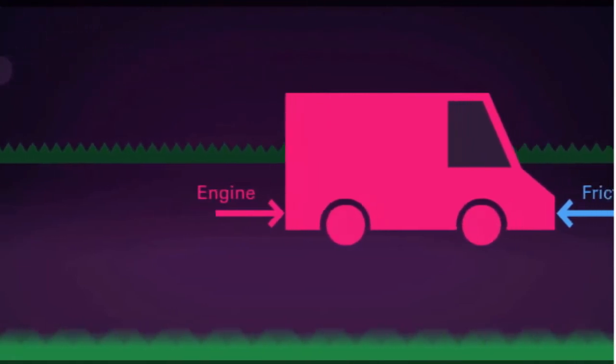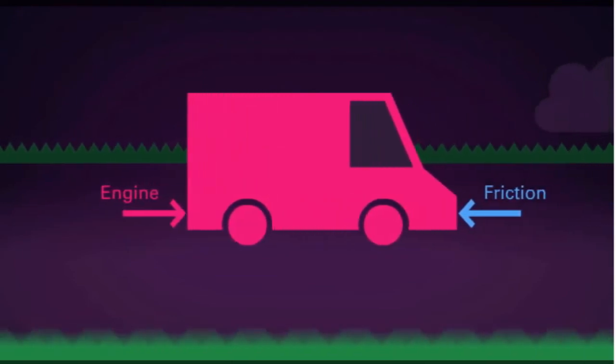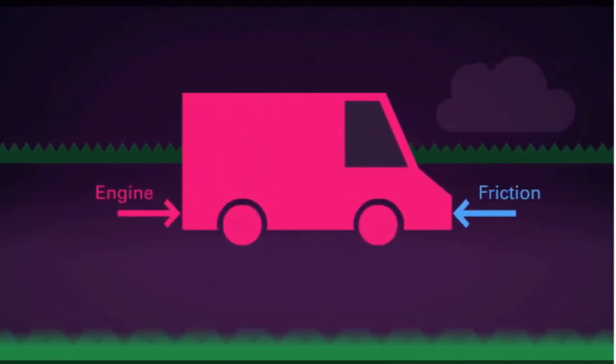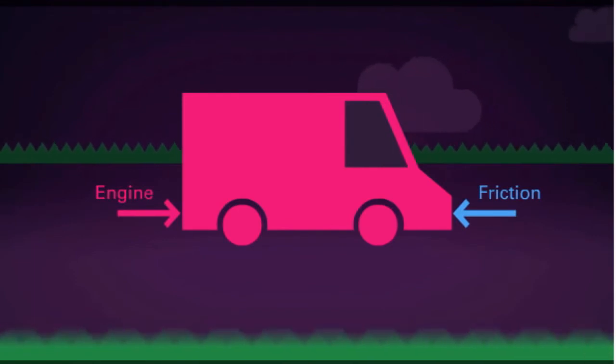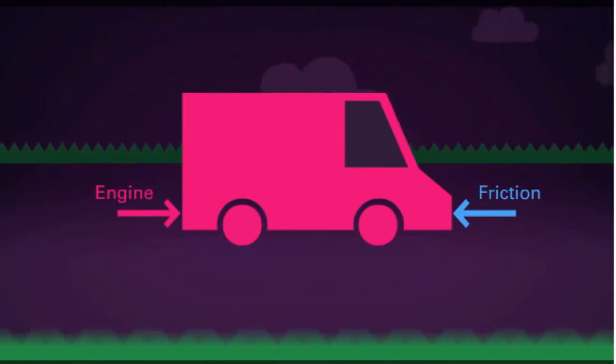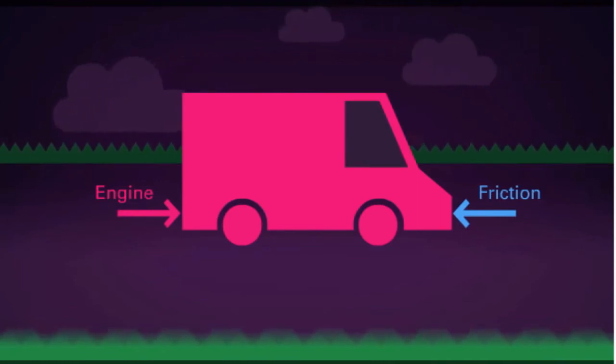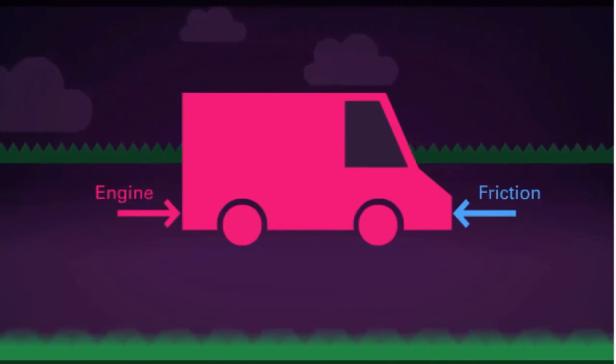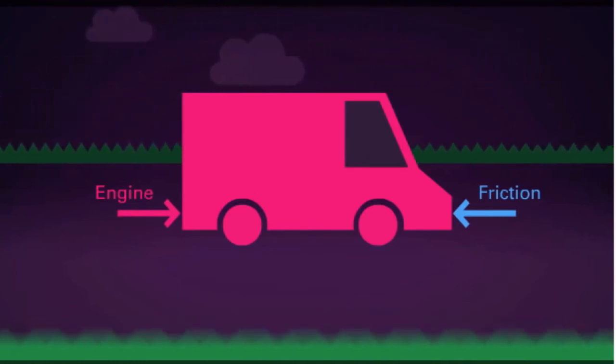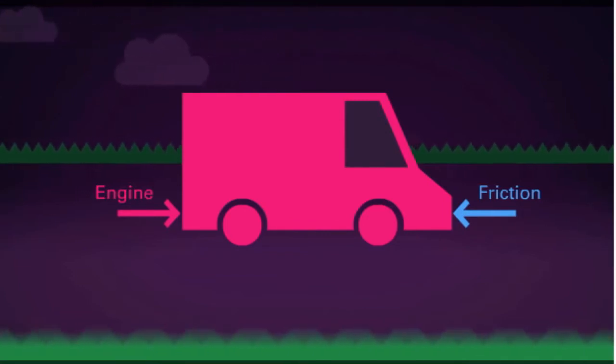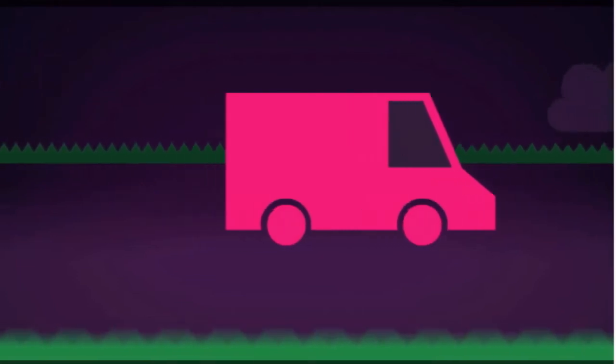Now watch what happens when we ease off the accelerator. We're back to balanced forces. The force forwards from the engine is equal to the friction and air resistance pushing backwards. So notice that when forces are balanced, it doesn't mean things don't move. Balanced forces mean no change in speed, so our van moves along at a steady pace. Until we hit the accelerator and unbalance the forces again.